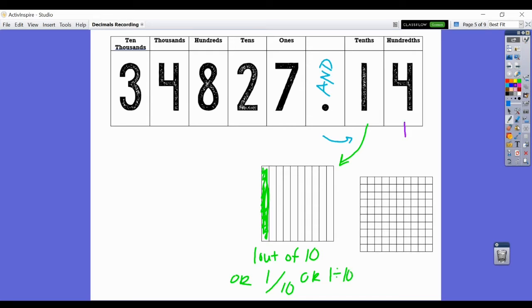This 4 is actually 4 out of 100 or 4/100ths or 4 divided by 100. And if we look back up at the top, their names kind of even give that away with tenths and hundredths.